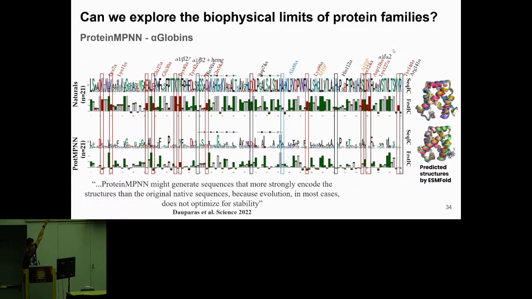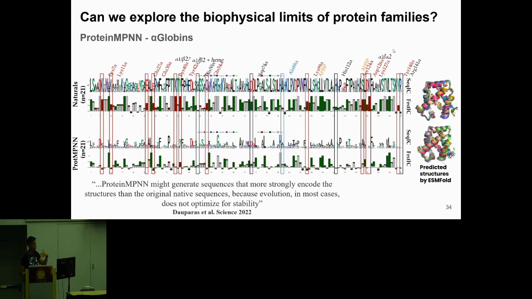In the first part, you have the natural globins that I showed before, and you remember that the tall red bars are all or most of them involved in protein-protein interaction sites. But the sequences in the lower row, designed by ProteinMPNN, only recover as conserved the positions that are tall and green. So they only recover the positions that are important for the stability of the fold. And this is not surprising because the authors of ProteinMPNN from the Baker group say that this algorithm might generate sequences that more strongly encode the structures than the original native sequences, because evolution, in most cases, does not optimize for stability. Well, this sounds a little bit like what I was saying about frustration, right? So far so good. We were able to provide a biophysical interpretation of ProteinMPNN. It maximizes stability and buffers out the functional signal.